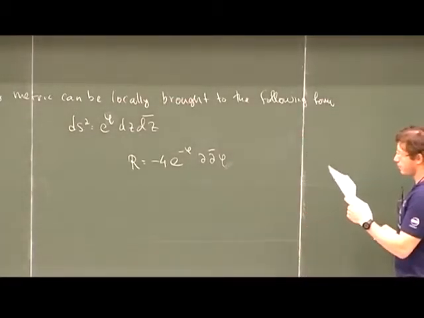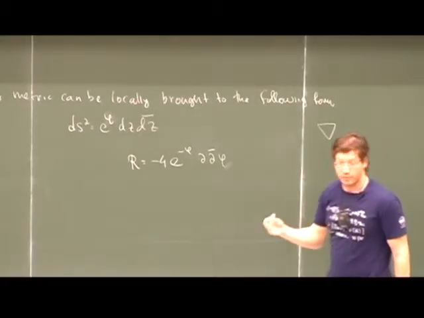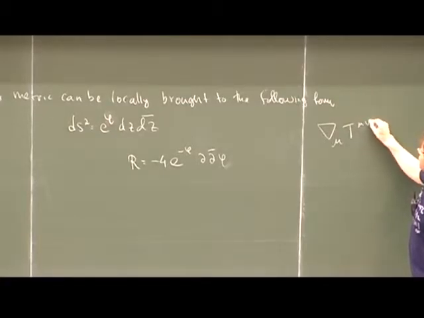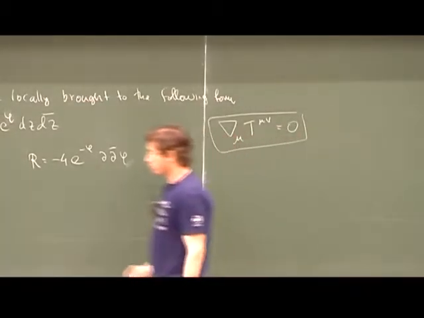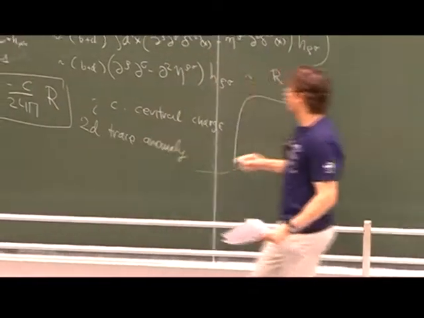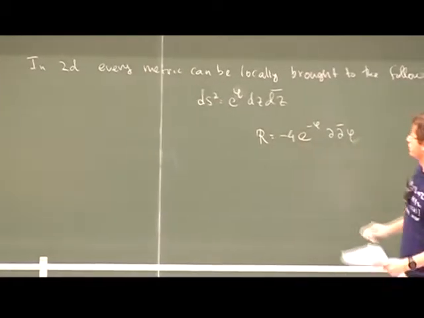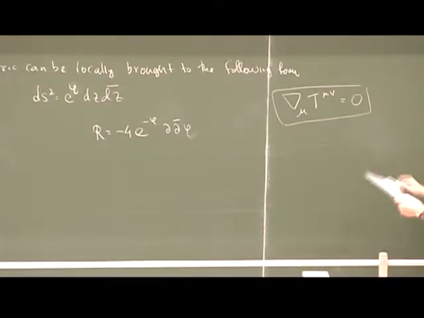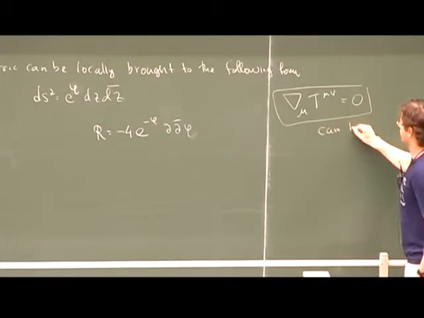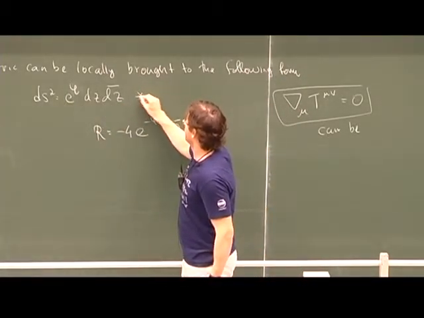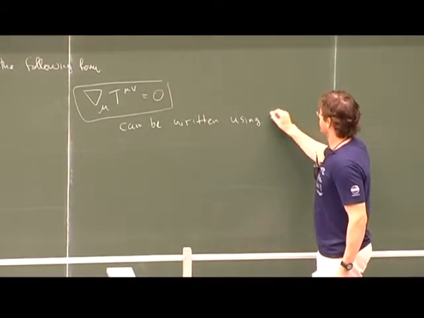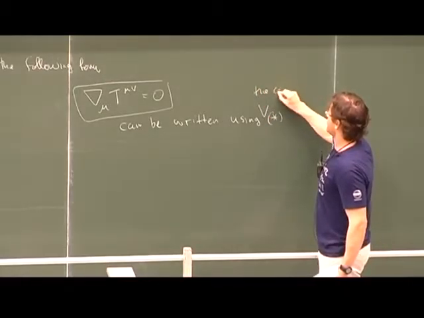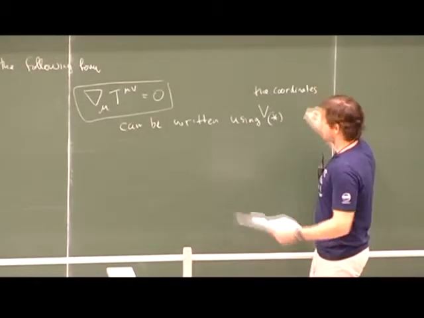And now we invoke the following trick. The energy momentum tensor is conserved, even in curved space or in flat space. So this equation is always true. Now, we will use this in conjunction with this result to do the following manipulation. This equation can be written in complex coordinates, which are these coordinates. If we call this star, this equation can be written explicitly in components using the coordinates star. And one finds the following equation.